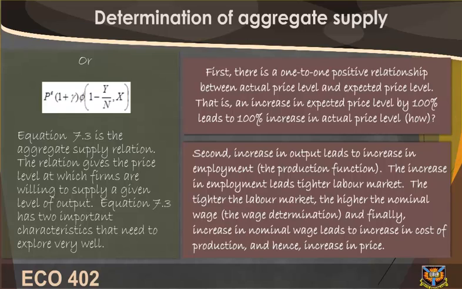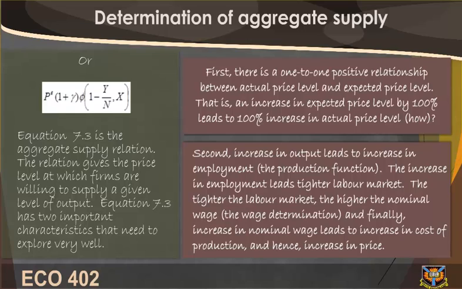The relation gives the price level at which firms are willing to supply a given level of output. Equation 7.3 has two important characteristics that we need to explore very well. First, there is a one-to-one positive relationship between actual price level and expected price level. That is, an increase in expected price level by 100% leads to a 100% increase in actual price level.